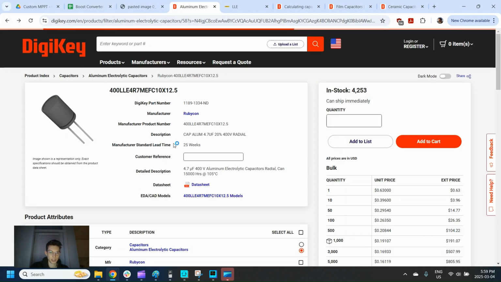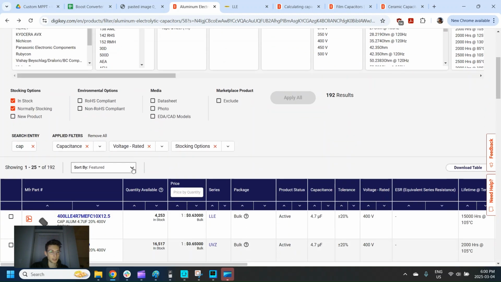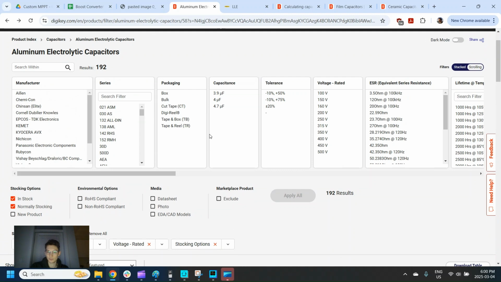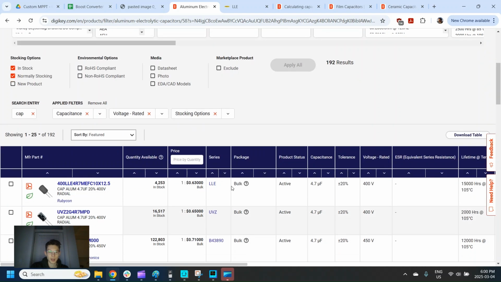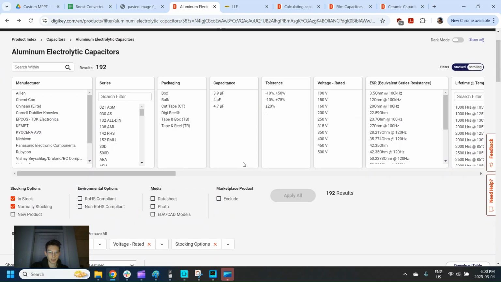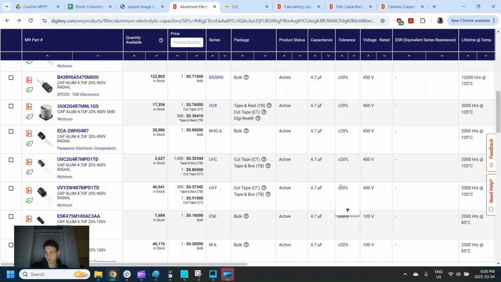So here on DigiKey, I've just gone through and picked a capacitance value of 3.9 to 4.7 microfarads. So that includes 3.9, which is one of the most common, and 4.7, and then 4 is less common. So hopefully 3.9 and 4.7 will be that range that we're looking at. And I've rated for above 100 volts, and I've made it in stock and normally stocking. And here we can see we have lots of options for these aluminum electrolytic capacitors, plenty of things to look at.